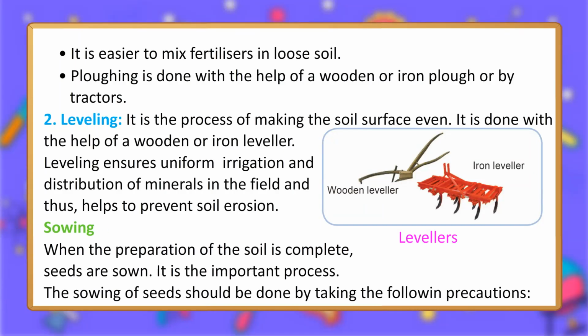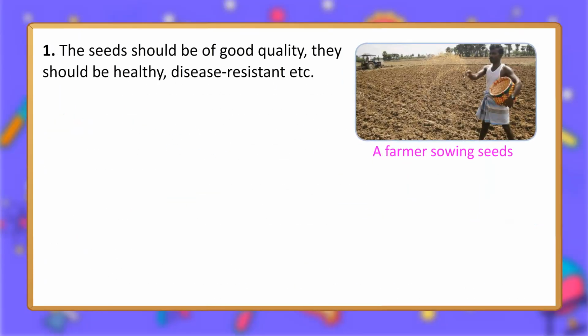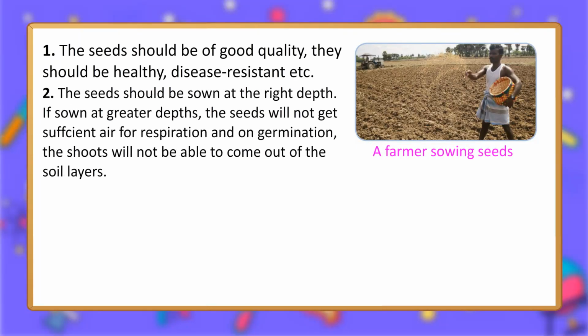3. Sowing. When the preparation of the soil is complete, seeds are sown. It is an important process. The sowing of seeds should be done by taking the following precautions. 1. The seeds should be of good quality. They should be healthy, disease-resistant, etc. A farmer sowing seeds.